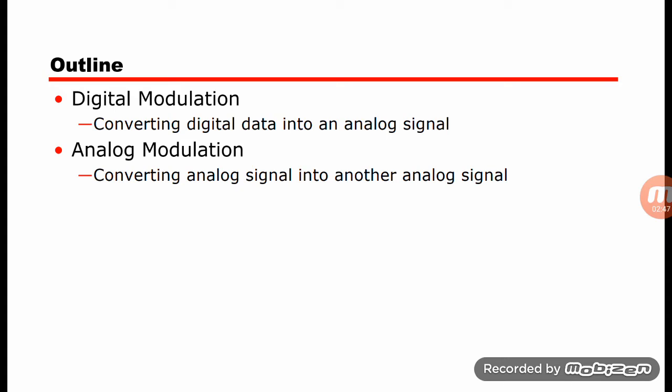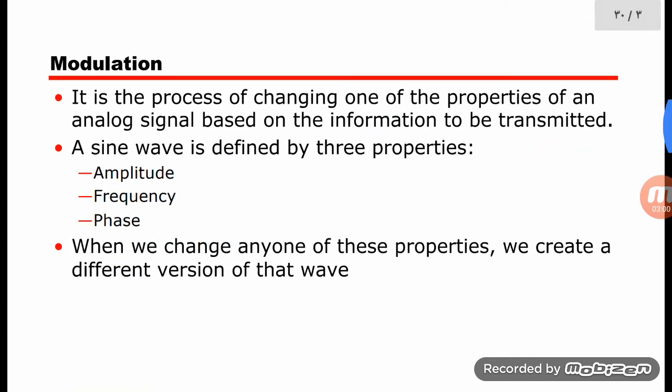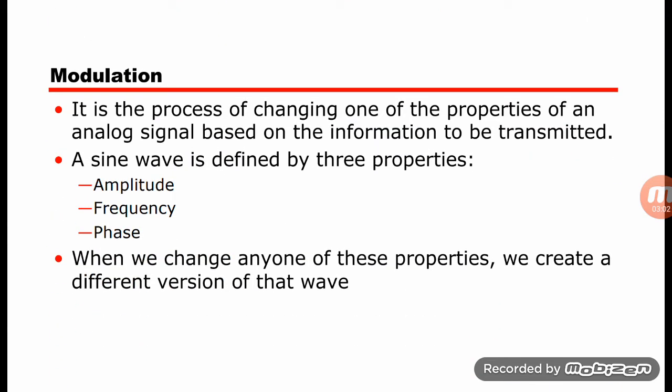Okay. It is a process of changing one of the properties of an analog signal. So you already have an analog signal, right? And you are changing one of its properties. Okay. I give you an example to make it understood. Let's suppose you have some big, heavy boxes that you want to take from Makkah to Jeddah. What will you do? You will hire a truck or something, right? And you will put that stuff on that truck, and that truck will take it, right?